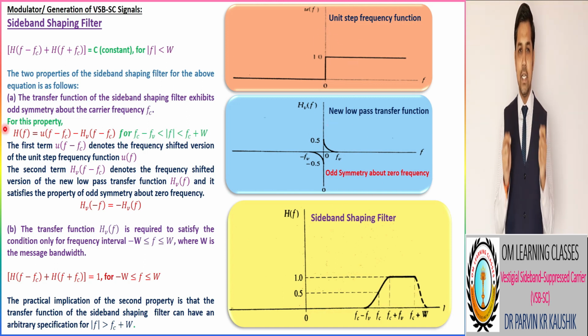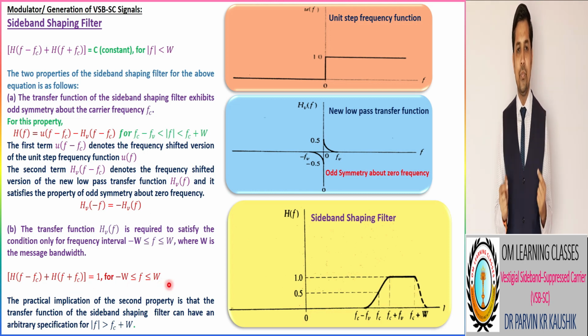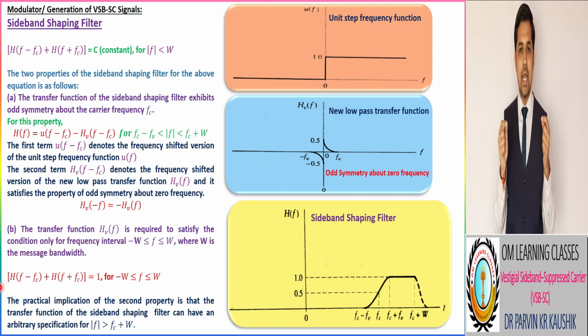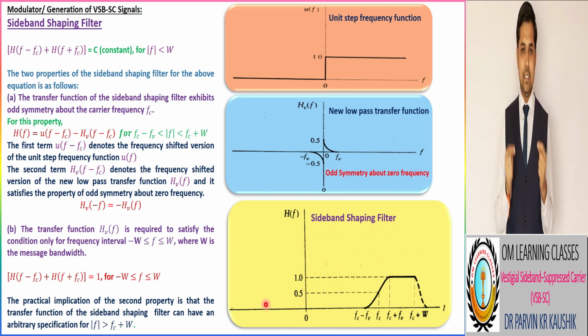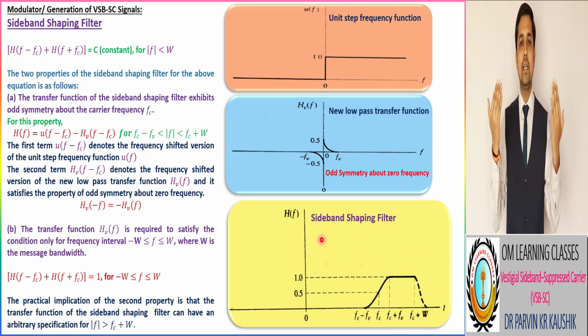Now the second property is that the transfer function is required to satisfy the condition only for the frequency interval minus omega to omega, that is the frequency representation of the modulating signal, and that is H(f - fc) plus H(f + fc) is equivalent to 1 for the operating frequency of the modulating signal. And with these two properties, our sideband shaping filter is equivalent to our vestigial filter as per the requirement.